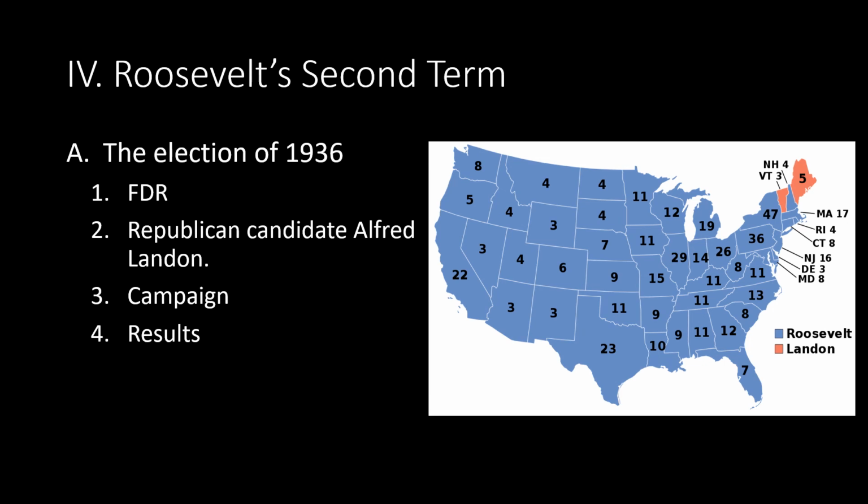Roosevelt's second term, the election of 1936. Roosevelt was nominated by the Democrats for a second term in 1936. The 1936 election supplied Americans with the opportunity to vote on FDR and the New Deal. The Republicans nominated the governor of Kansas, Alfred Landon.